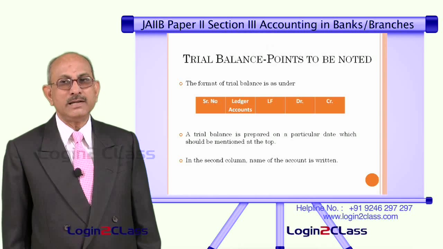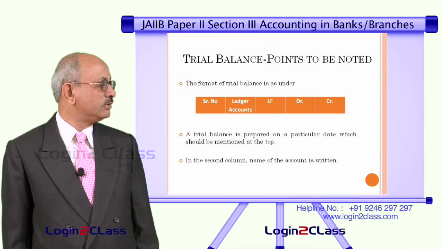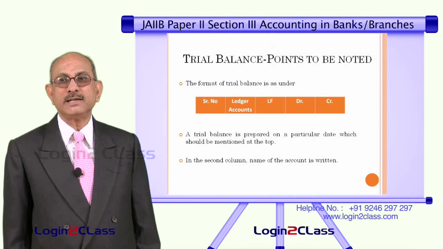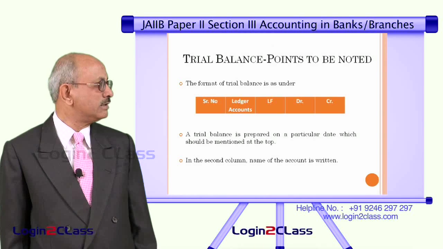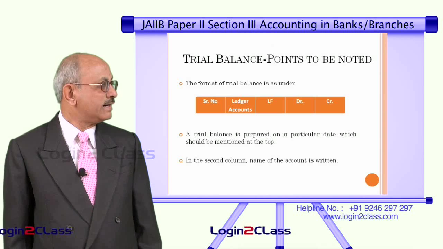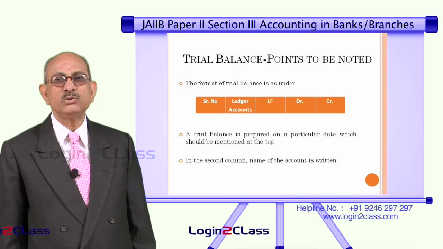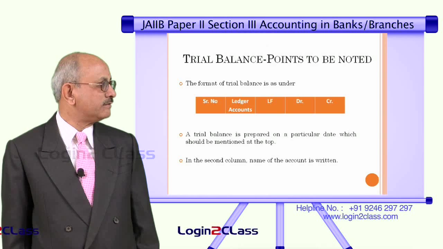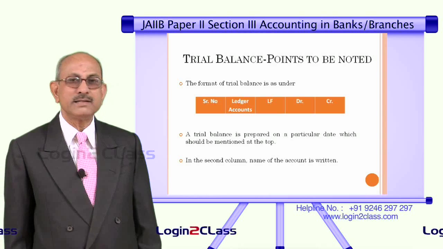For example, let us say we try to take down the balance of the cash account. So, what do you write? You write the serial number as 1, ledger account will be treated as cash account because we are taking down the balance of the cash account, and you write the ledger folio of the cash account, and under debit or credit depending on what balance is there in the cash account, you put it under that column.